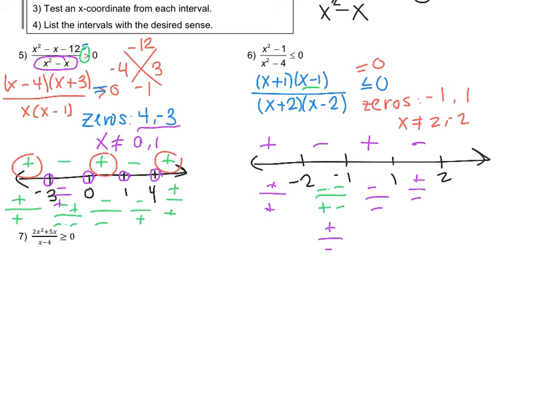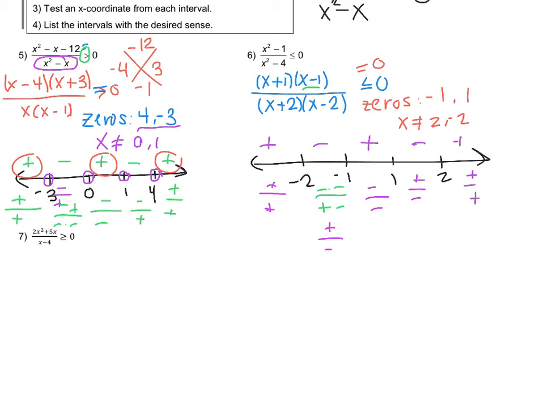Last, we test something very, very positive, way larger than 2. Add 1, subtract 1, you're still at a positive value. And then add 2 and subtract 2 from this very, very large positive number, you still have a positive. So this final interval is positive.